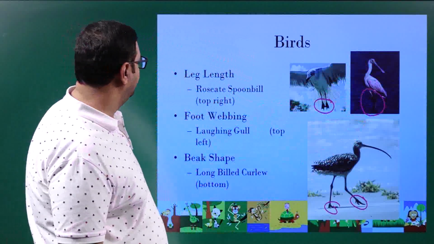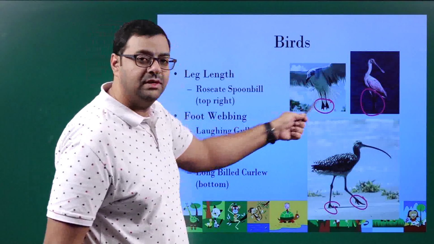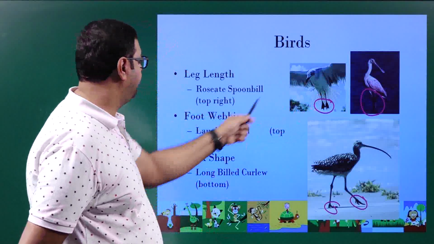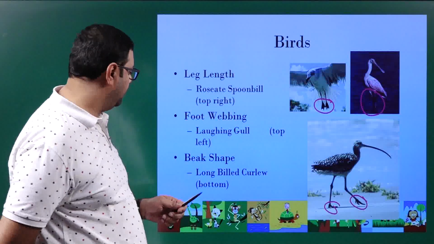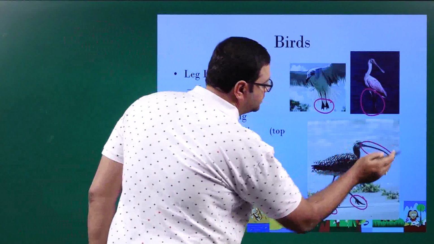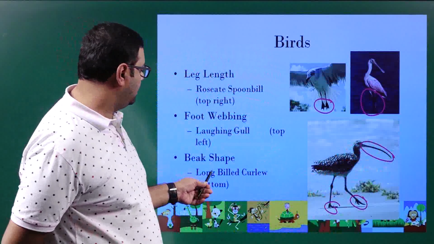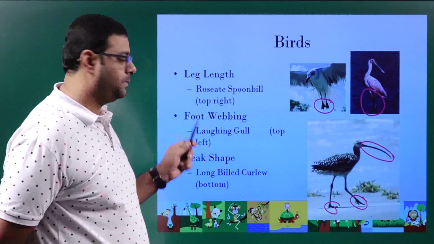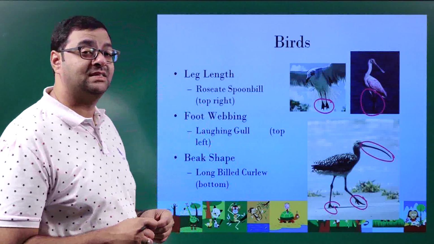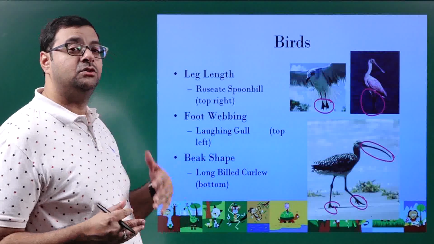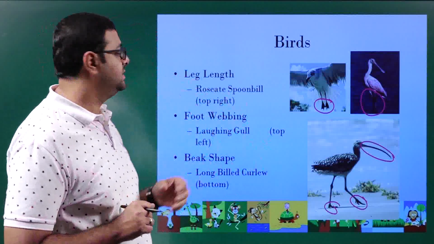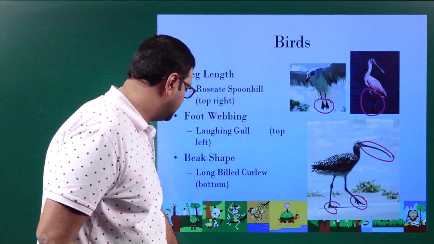Then you have foot webbing. I showed you this foot webbing. That is a laughing gull, top left. Then you have beak shape. This is the beak shape, it is long. That is the long-billed curlew, at the bottom. So these are some of the adaptations that birds have made in order to sustain themselves, to hunt, to survive, and to continue their species.